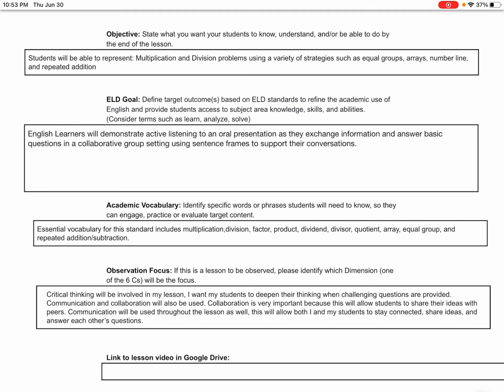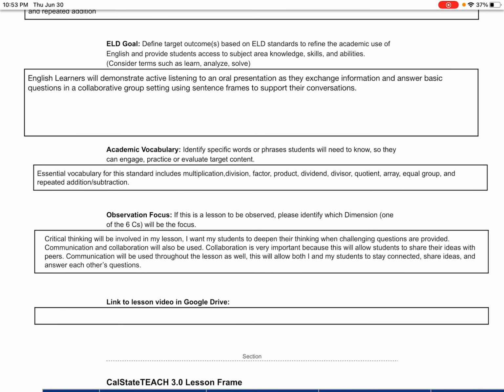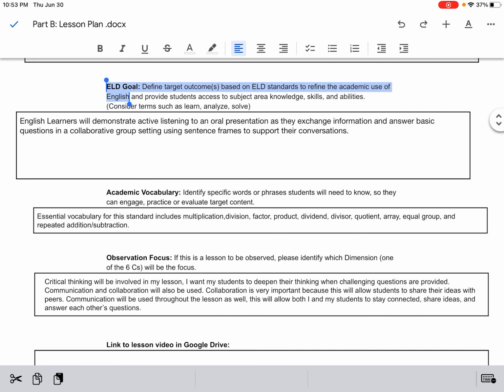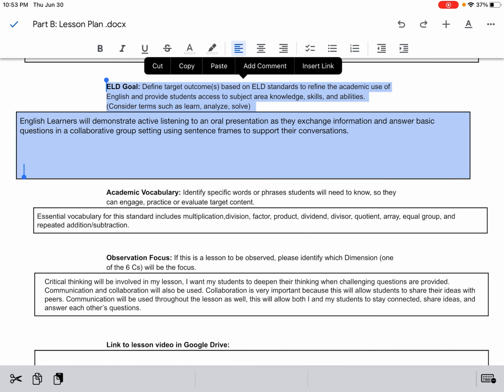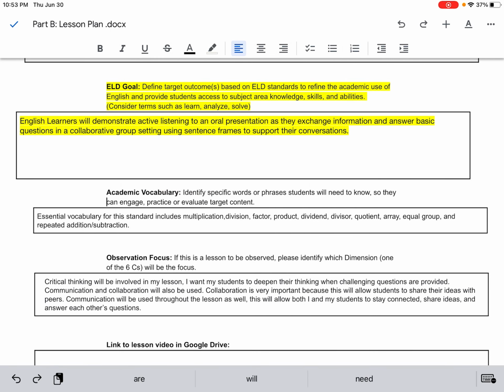So then if we go down to our EOD goal, that's for my English learners. This right here is for my English learners. And this is also very important because we have to show this throughout our lesson. So that's something you need to keep in mind. I talked about how English learners will demonstrate active listening to an oral presentation as they exchange information and answer basic questions in a collaborative group setting while using sentence phrases to support the conversation.